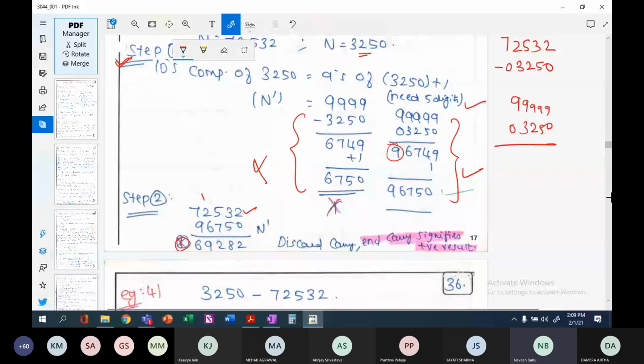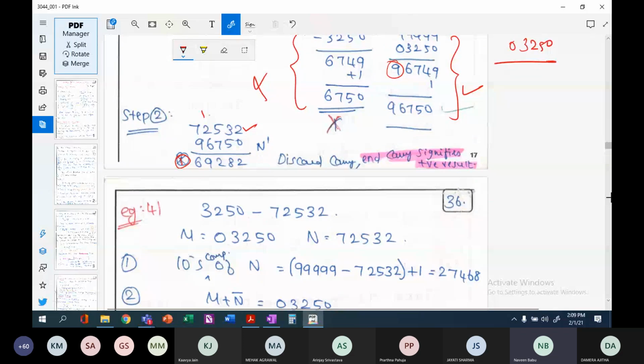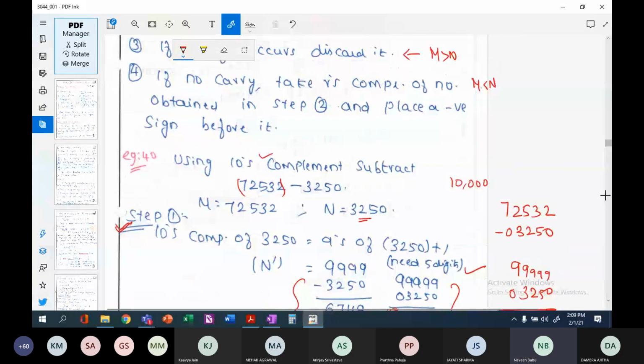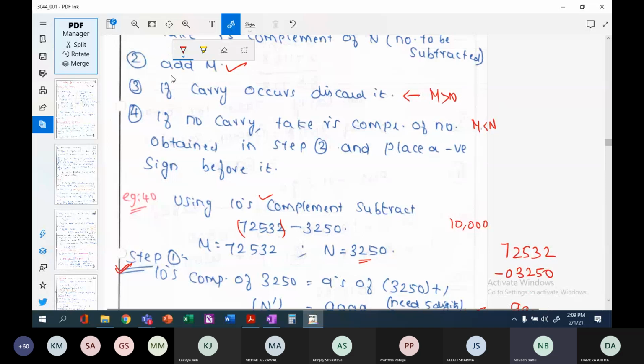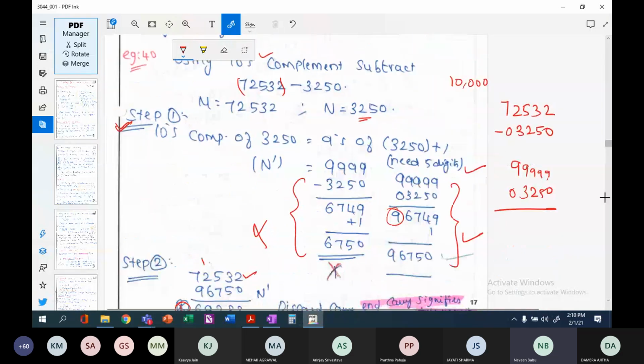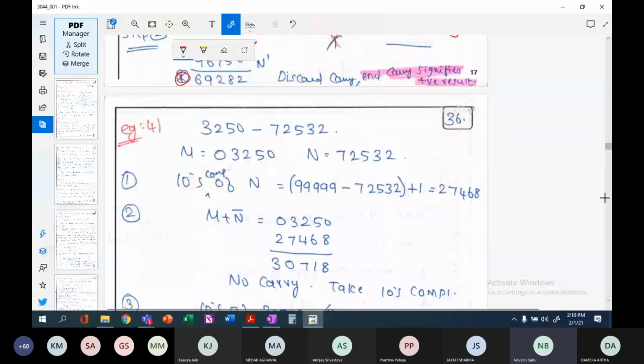Okay. Now let us take a larger number subtracted from a smaller number. Obviously, after adding the two, you will not have a carry, and then you have to take a further complement here because m is less than n. So let us see what happens.